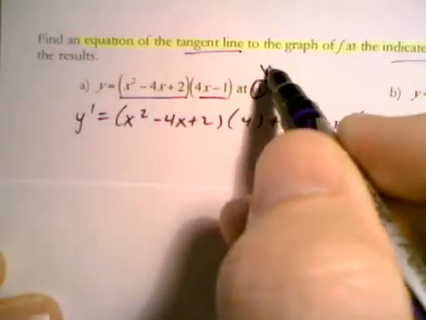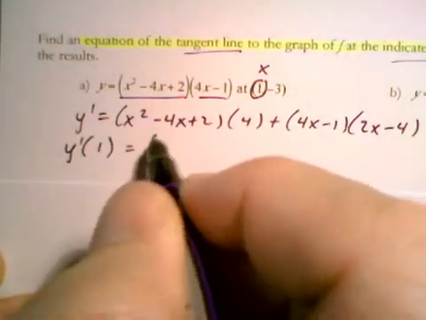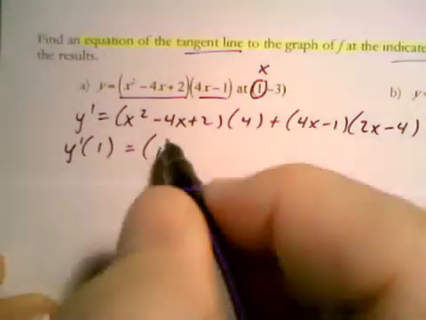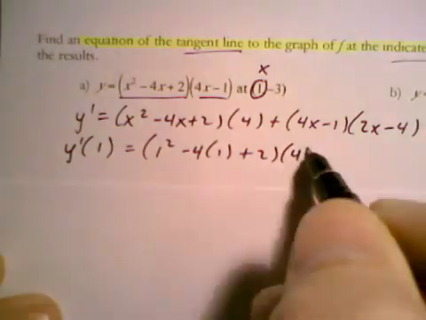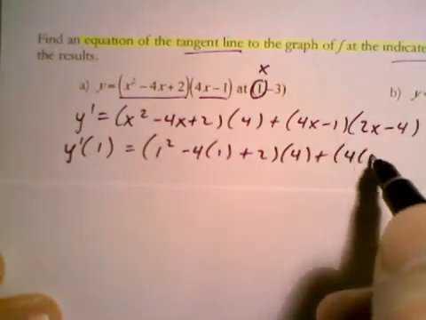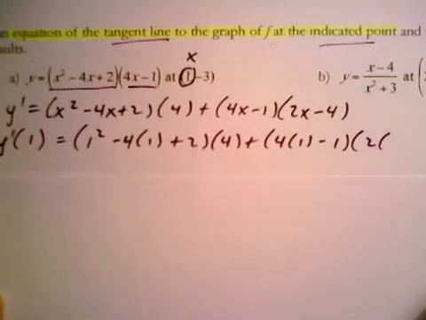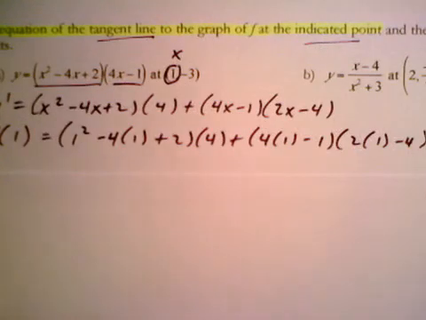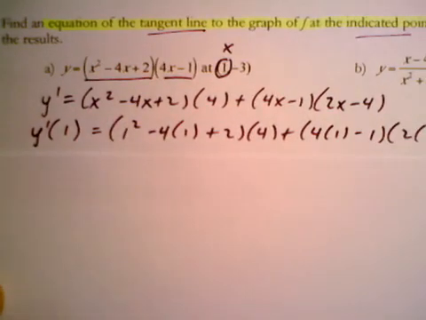So when the x value is 1, we have y prime at 1, and we're just going to plug in 1 for every x that we see. So we get 1 squared minus 4 times 1 plus 2, multiply that by 4, add to that 4 times 1 subtract 1, then we're going to take our 2, and multiply that by 1, and then subtract 4 from that. That's a lot of work there, and I really don't like the lack of space that we get on these, so I'm going to use a separate piece of paper.